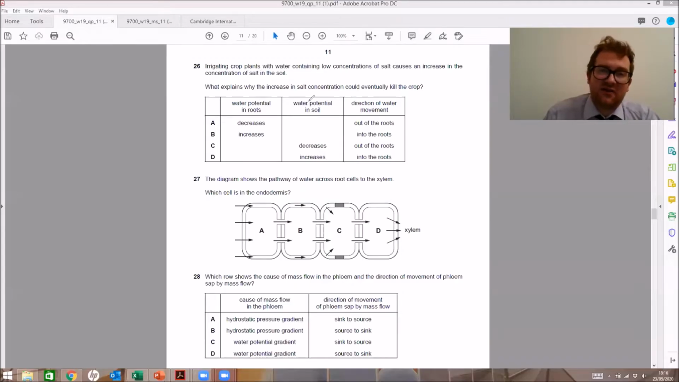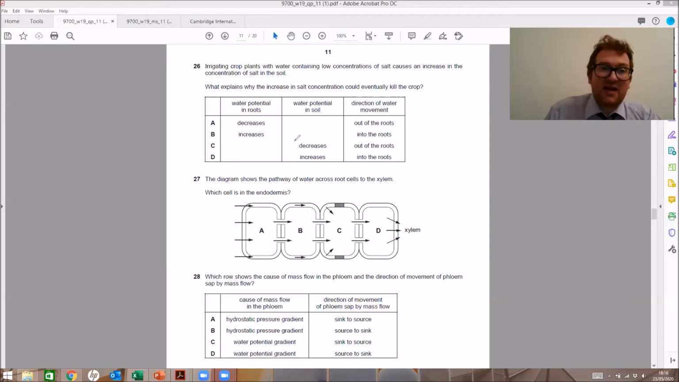Question 26. Irrigating crop plants with water containing low concentration of salt causes an increase in the concentration of salt in the soil. What explains why the increase in salt concentration could eventually kill the crop? Well, this is the process of salinization. If you continuously water the crop, water will evaporate, leaving behind the mineral salts. So in theory, when you water it again, there's more solute in the soil, which creates a low water potential in the soil.